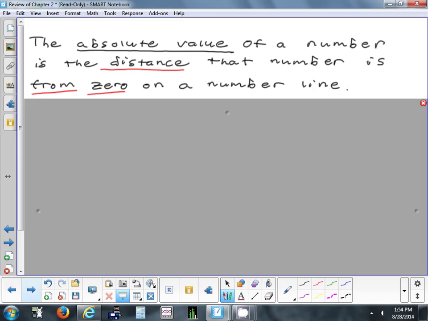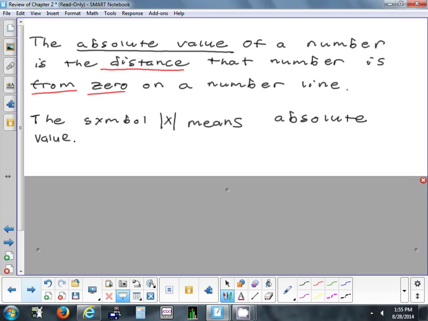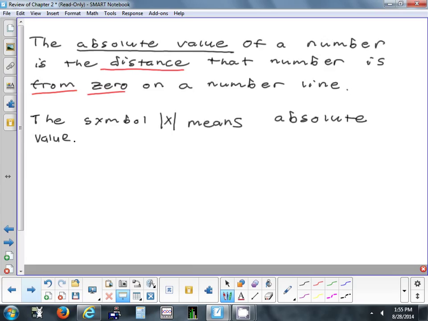How about the symbol? Anybody remember what the symbol looks like, what we draw to show absolute value? Sam? What kind of lines? Yeah, up and down. They're throwing geometry into this, man. The parallel lines, I love it. Exactly. You just take two lines and put them just like that. That's the symbol for absolute value. So let's try an example.